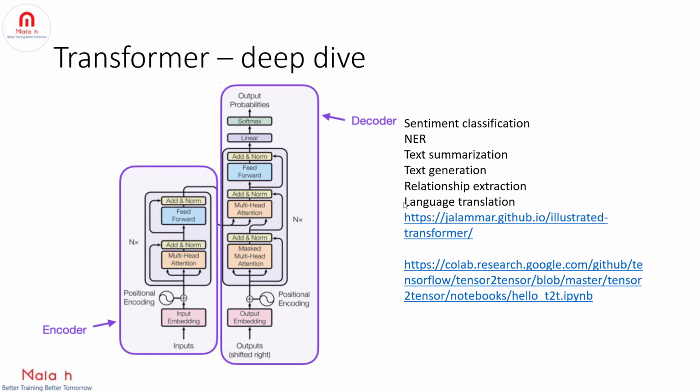For example, let's take an application which requires both encoder and decoder, so we can learn both the encoder and decoder side.